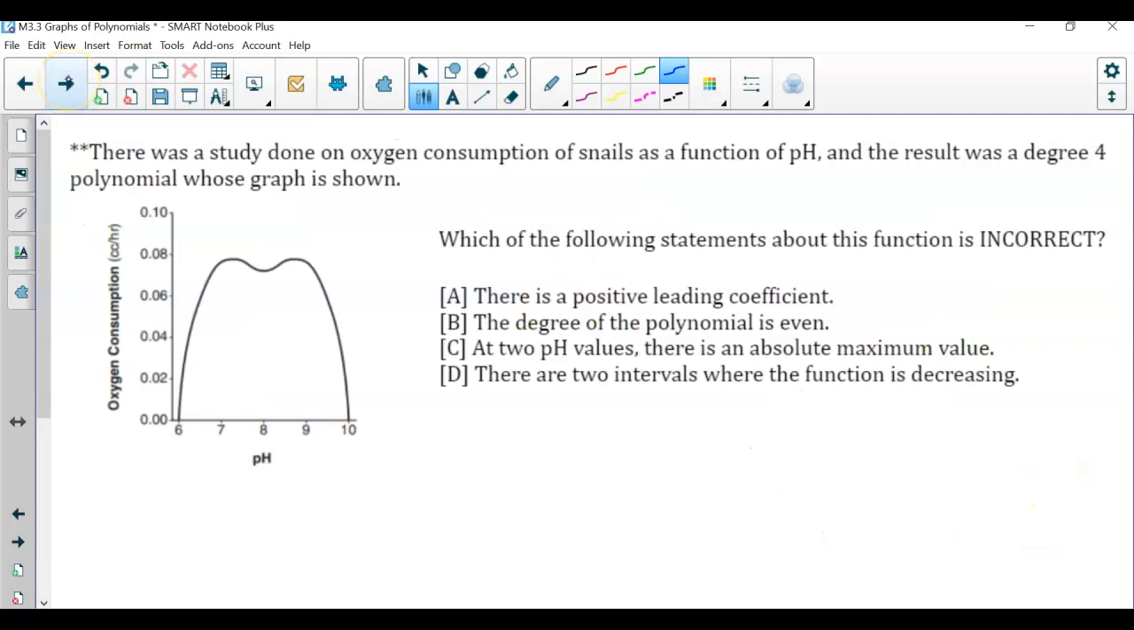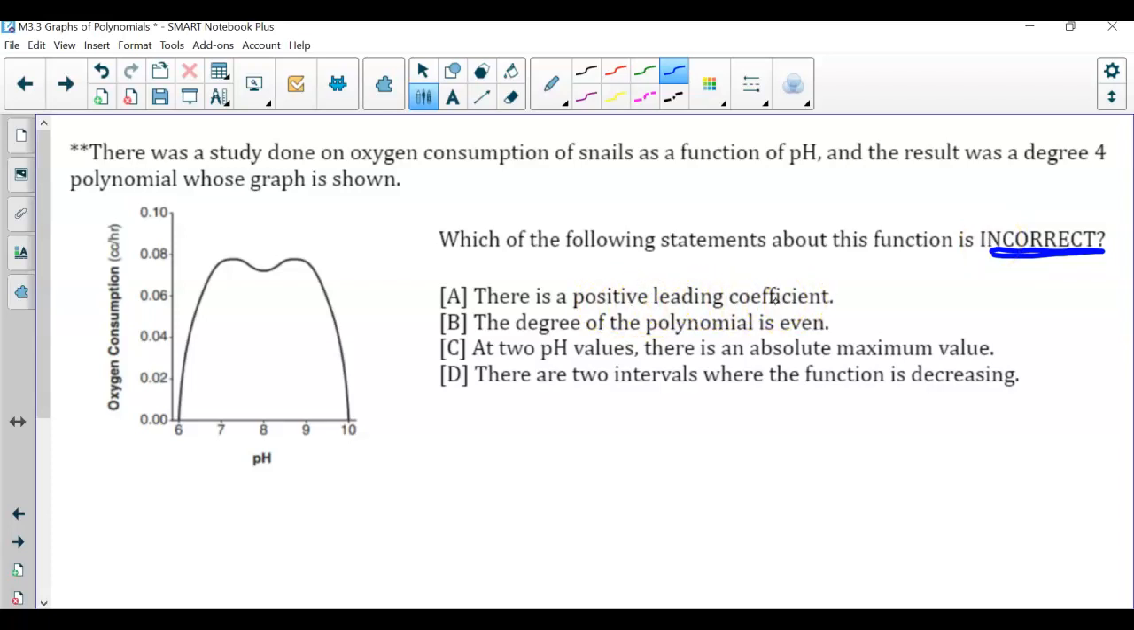Now, this is an extension question, but try this one on your own. Let's see what you get. And here we go. So this graph represents a study that was done on pH. The result was that you have a degree of 4, but which of the following statements is incorrect? Which statement is false? There is a positive leading coefficient.